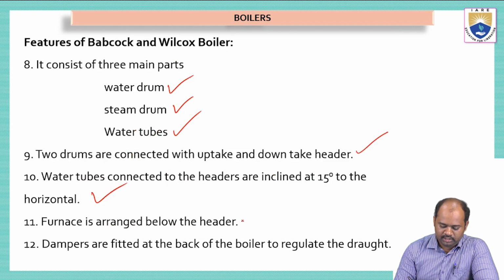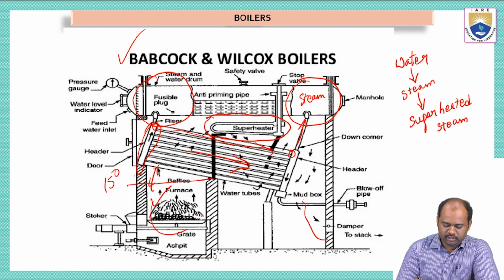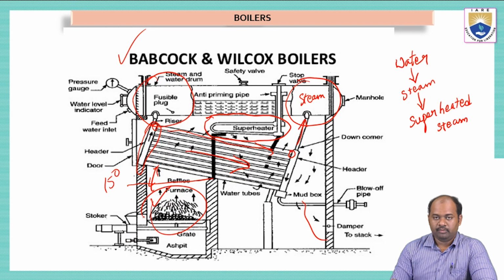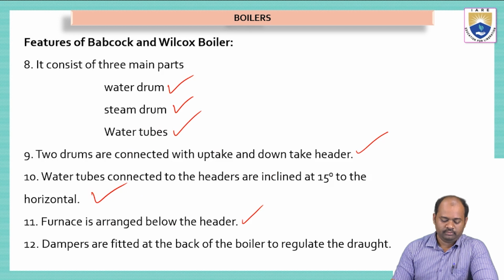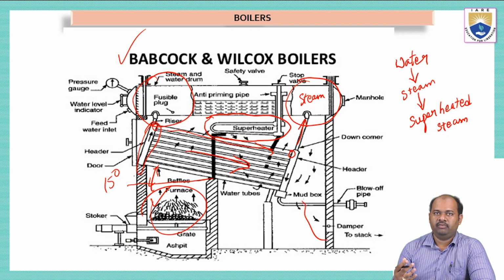And the furnace is arranged below the header. We have the furnace which is arranged here. So this is the furnace area where we will burn the coal. And dampers are fitted at the back of the boiler to regulate the draught. Now, what are the dampers? Dampers are the devices which will control the flow of the steam. So they will control the steam, and the hot gases that are coming out of the coal are also controlled by these dampers.